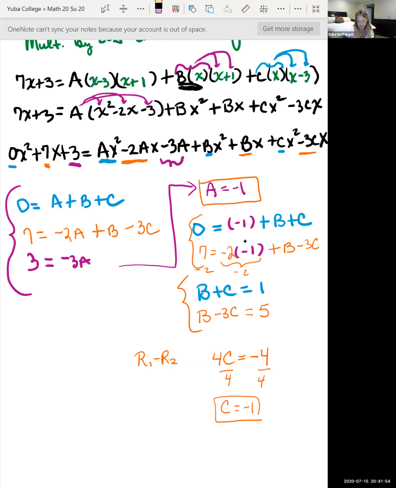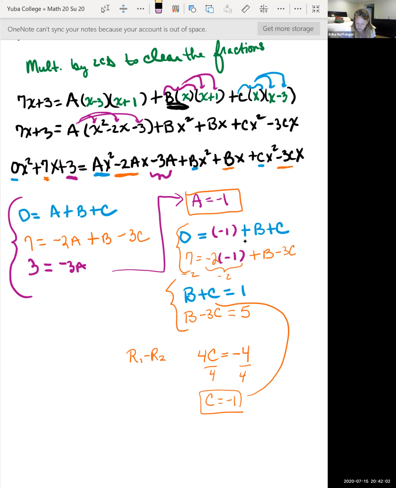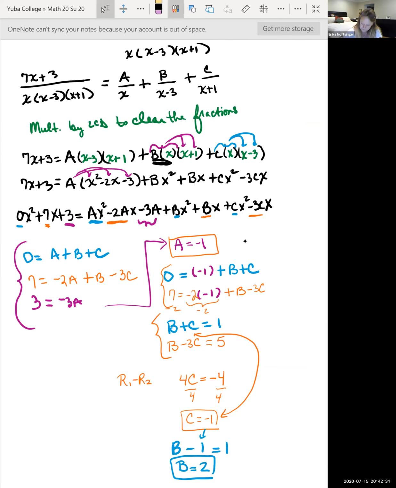And so now we can figure out what B is. So maybe if we plugged it into the first equation, or this equation right here. If you do that, we get B minus 1 equals 1. And add 1 to both sides, we get B equals 2. Okay, so we figured out what A, B, and C are. So we got A was negative 1, B was 2, and C was negative 1.